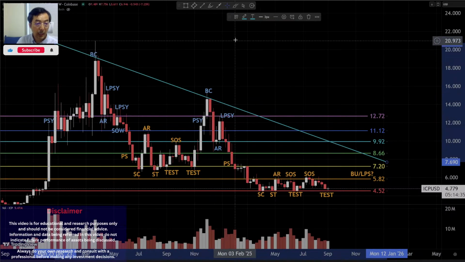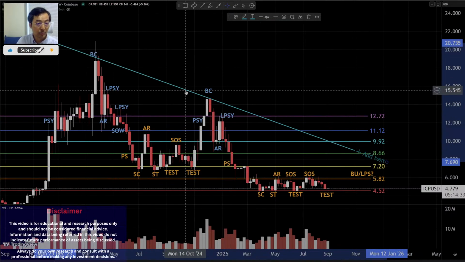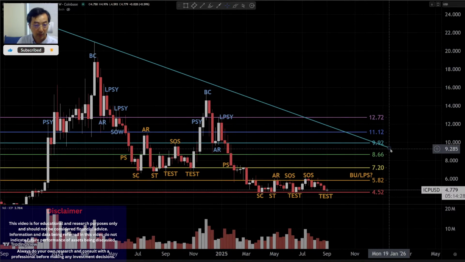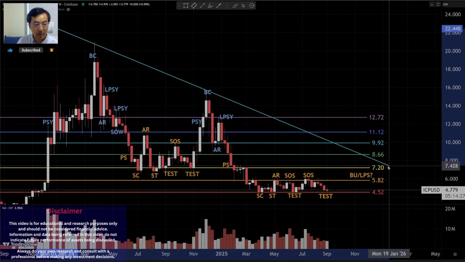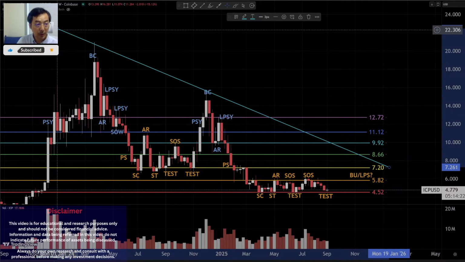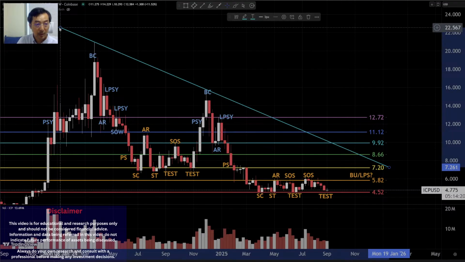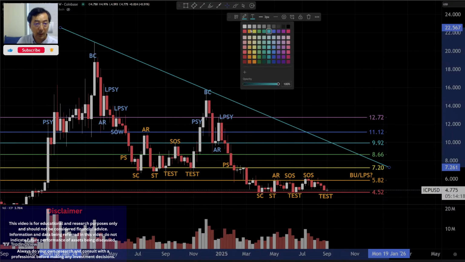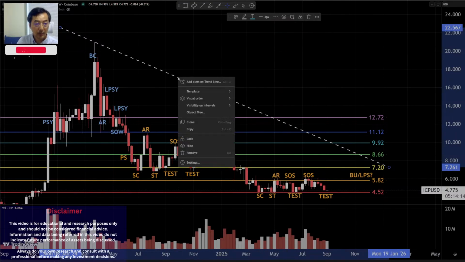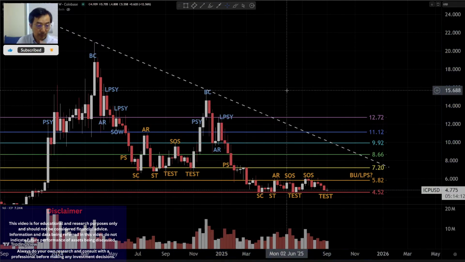So if we want to give it more room, we'll use the wick instead of the head of the candlestick. So let's adjust. However, this way, the slope will be steeper. So I'll turn this into a white dashed line and keep it in the weekly time frame only.